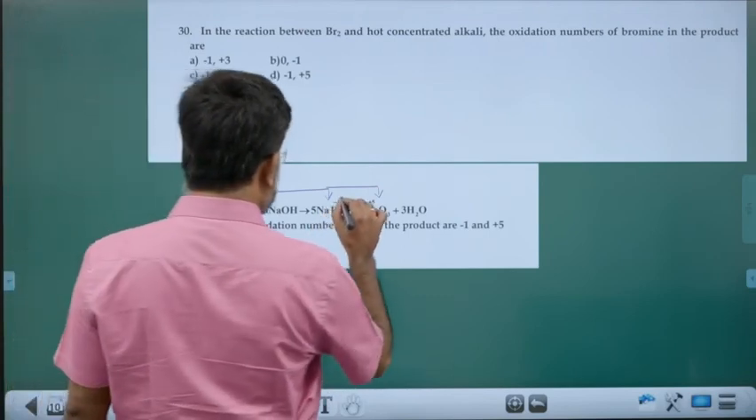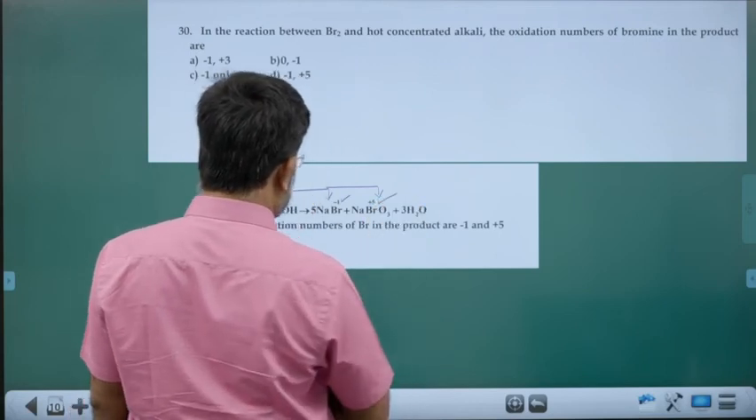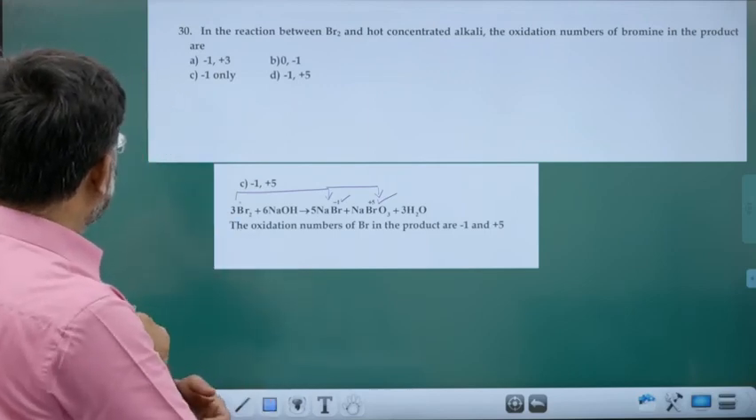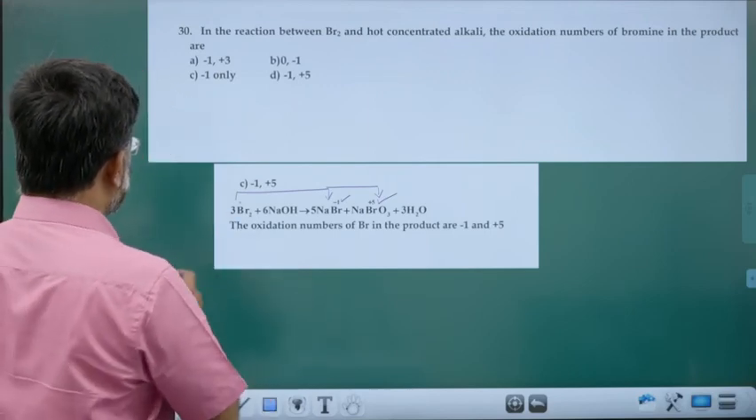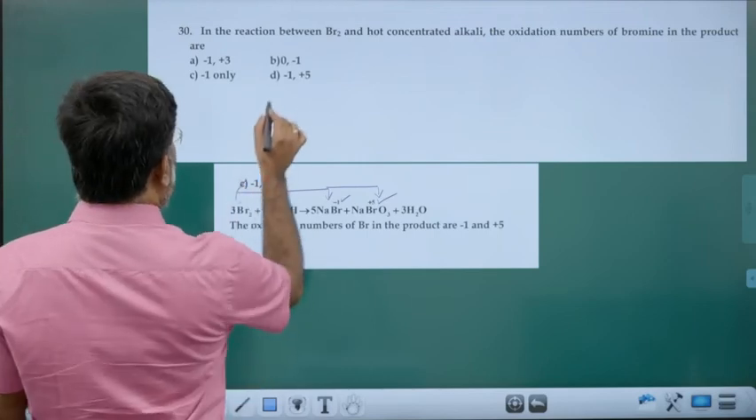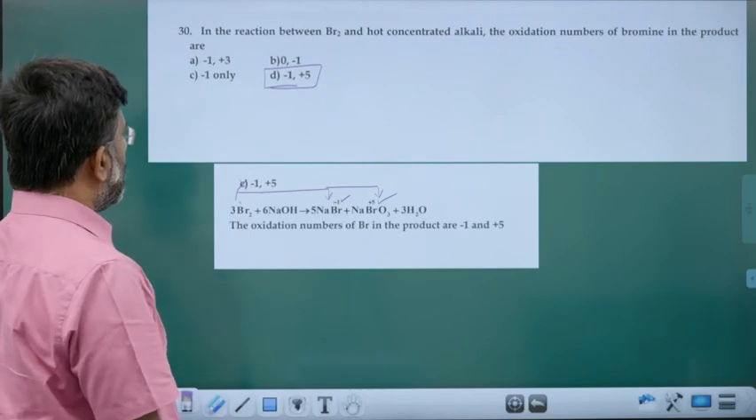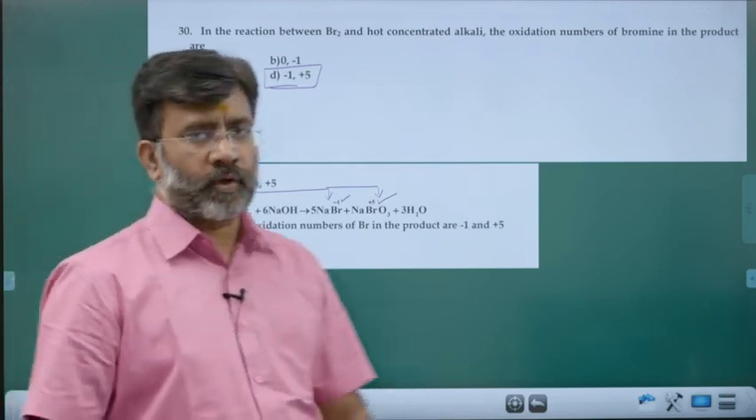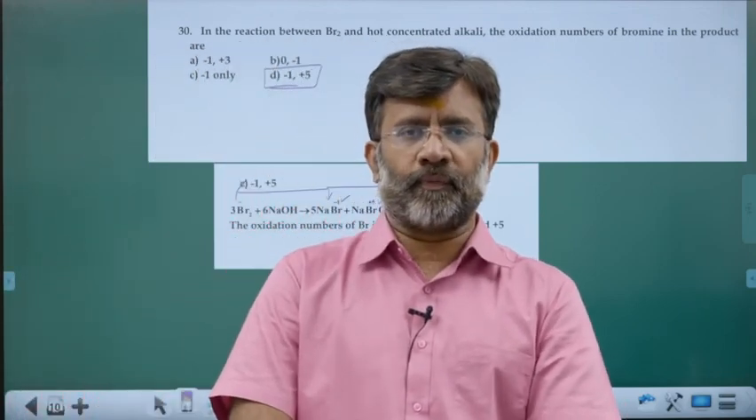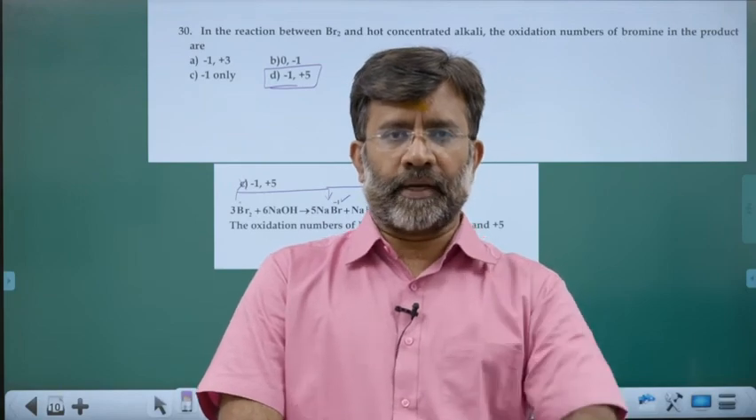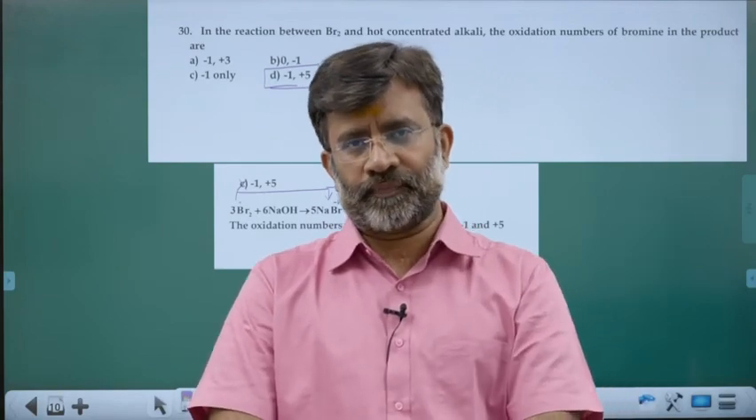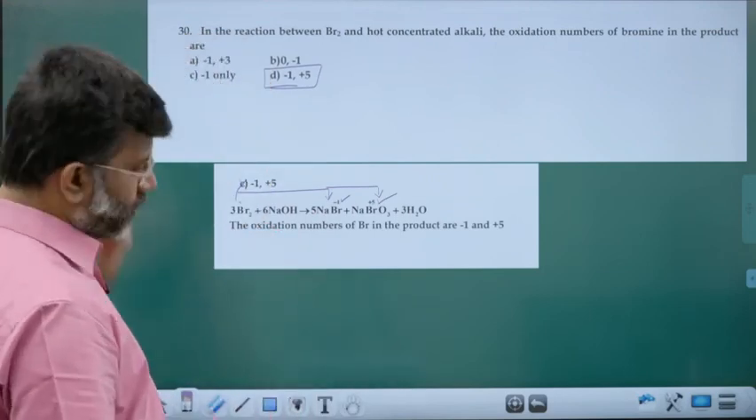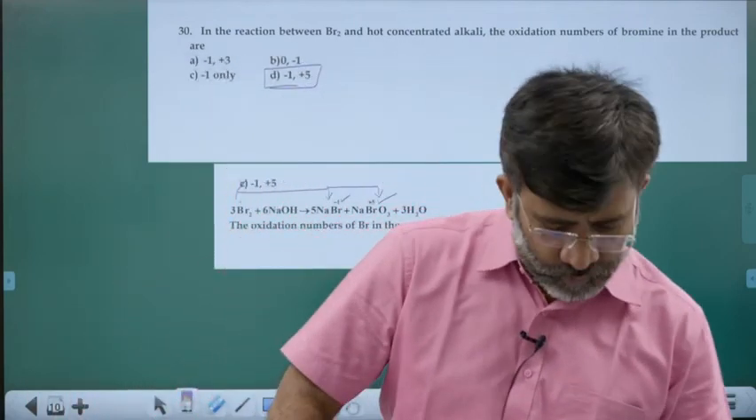In bromide, it is -1 state, and in bromate, it is +5 state. It's not option C, that's again maybe a printing mistake. It is option D, -1 and +5. See, the answer is correct. Maybe there is a typographic error. It's option D, -1 and +5. Bromine 0 reduced to -1 and oxidized to +5. Right? Next. Oh, there is no next. That was the last question.